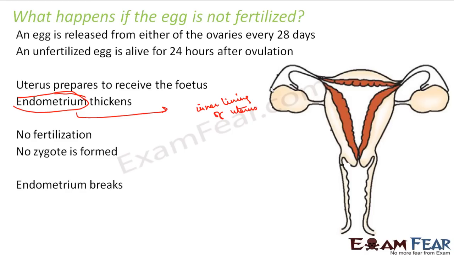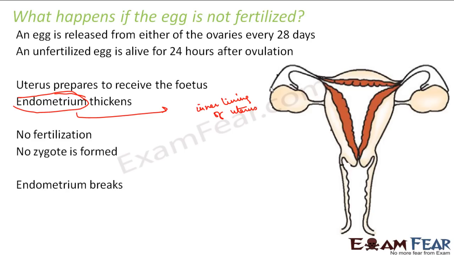The endometrium will break. So this thickness of the endometrium will break off. So when it breaks, what happens? It was made up of blood. The thickness was due to the more supply of blood. Now when it breaks, this blood has to flow somewhere. So where will it flow? It has to go outside the body, because that blood is useless now.